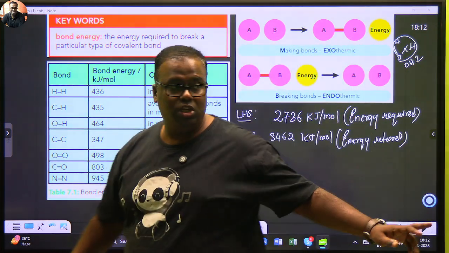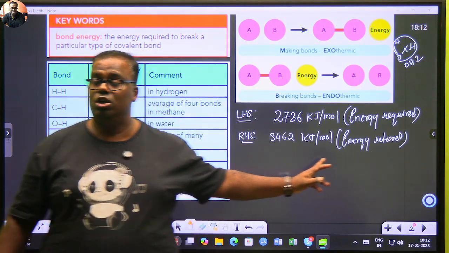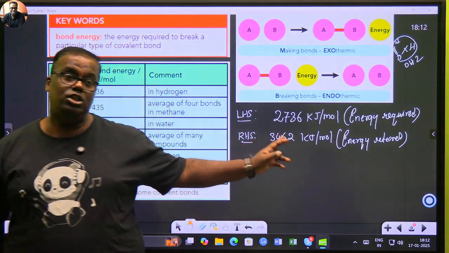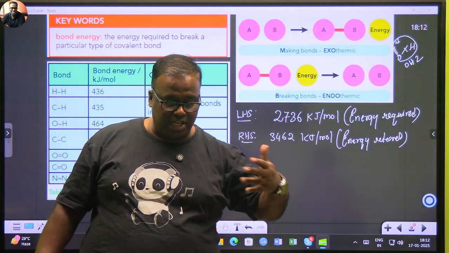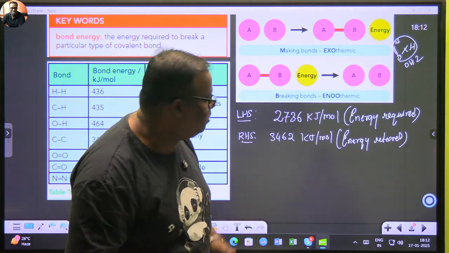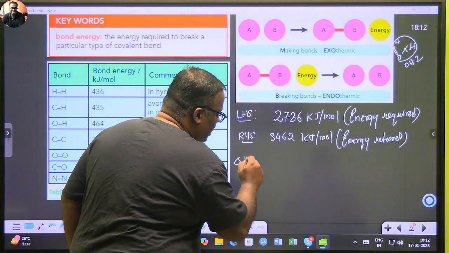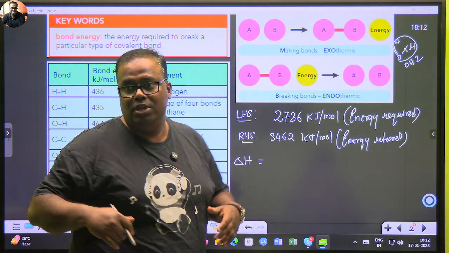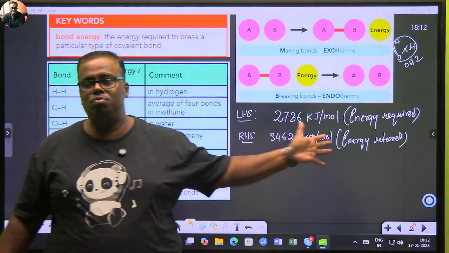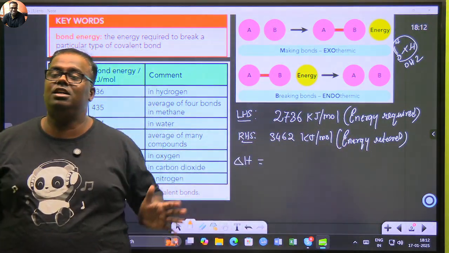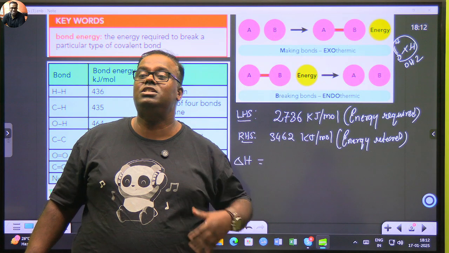This is energy required and this is energy released. Don't associate this as HP and HR. That is not it. Now, what is the reaction? Now, this is where it will come. The enthalpy of the reaction, delta H, is the change of the energy as the reaction proceeds. As the reaction proceeds, what is the change?